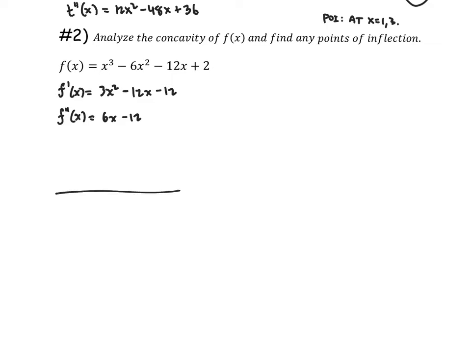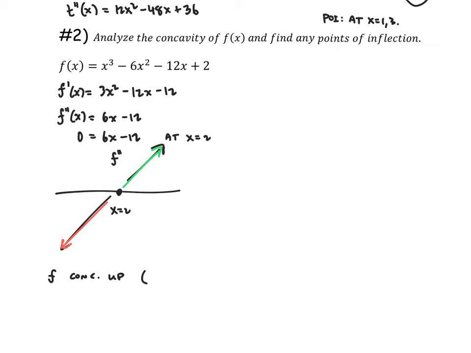Okay, so I'm just going to sketch. This would clearly equal 0 at x equals 2. So at x equals 2, the second derivative is equal to 0. A line that has a positive slope should look like this. So the second derivative would be positive on this interval and negative on this interval. Therefore, f is concave up on the interval from 2 to infinity. F is concave down from negative infinity to 2.